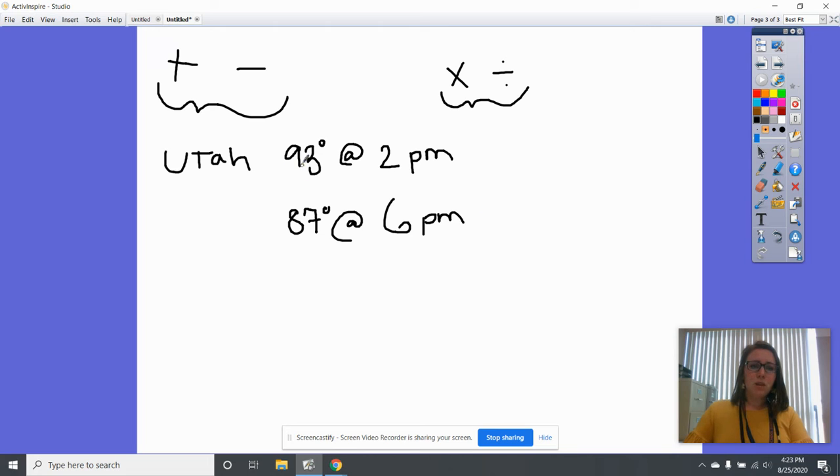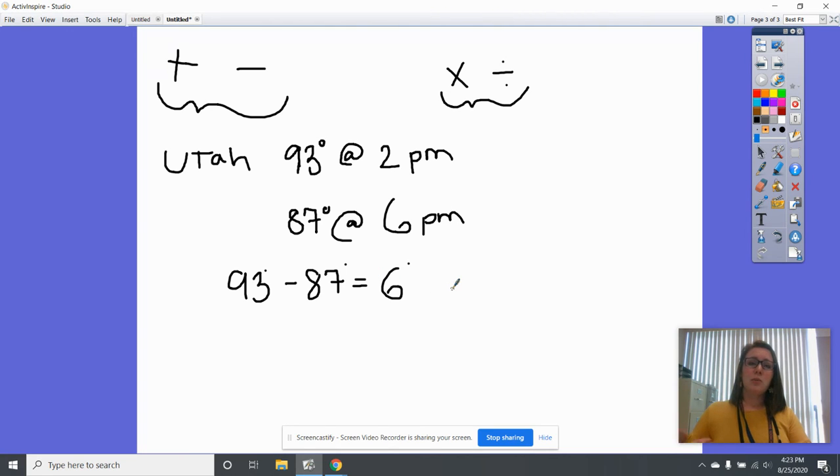Well, in that case, something's changing, but it's only changing one time. It's not changing over and over and over again. So all we have to do for this, because something is decreasing, is subtract 93 minus 87. 93 degrees minus 87 degrees is 6 degrees.